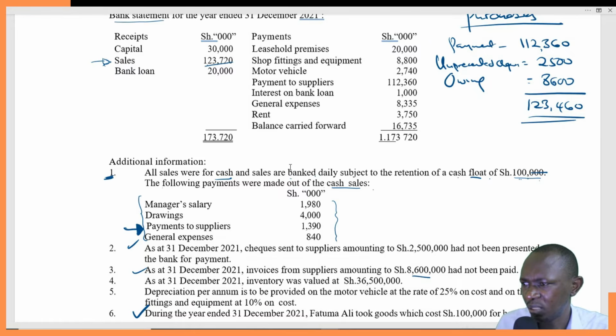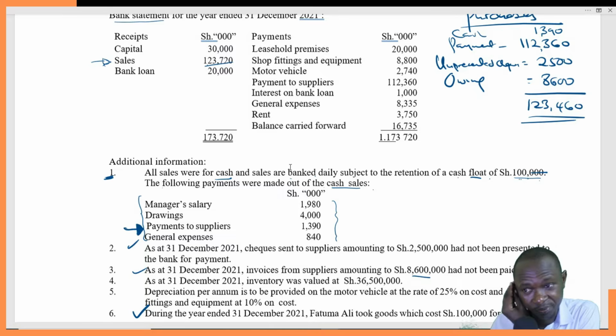So this was payment by check. There's payment by cash. Cash, 1390. Please, let's just do that correction before we proceed. So payment to suppliers, 1390. Let's add that, please.